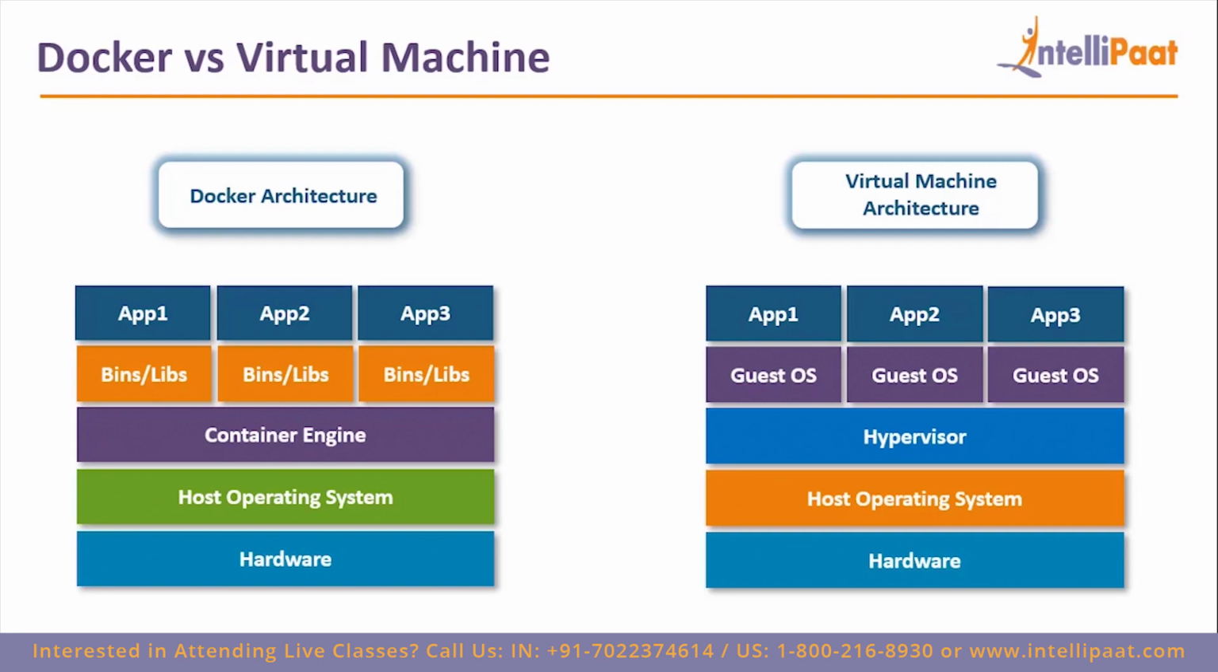So in case of containers, you just have the bare minimum binaries or libraries which are present. But in case of your VMs, you have the whole operating system, which is basically installed on top of the hypervisor. Right. So because you have the whole of the operating system installed, the size of the VM is quite bigger than what you have in the container, right?